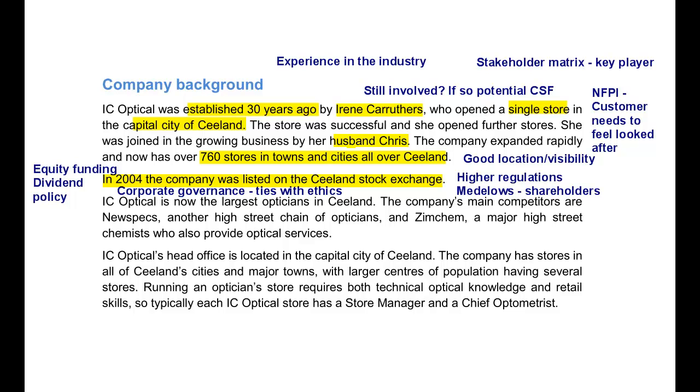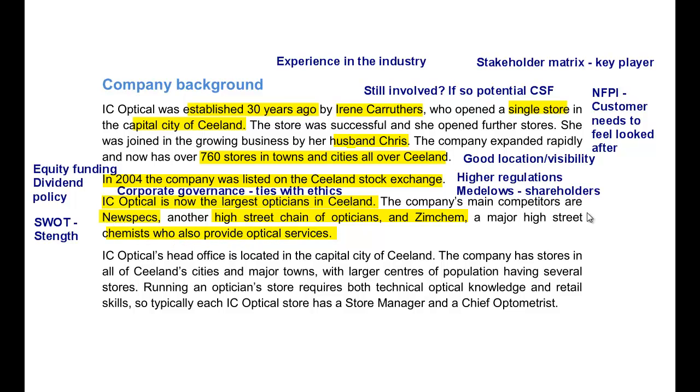So next up, we have some information on IC Optical's place within the market. You can see that IC Optical is the largest opticians in Zealand. So from a SWOT point of view, that is a strength of the organization. And also from a market perspective of your non-financial performance indicators, the company is doing well because it has the largest market share. Its main two competitors are NewSpecs, who compete directly with IC Optical in that they are another high street chain of opticians, and Zimchem, who are chemists who provide optical services.